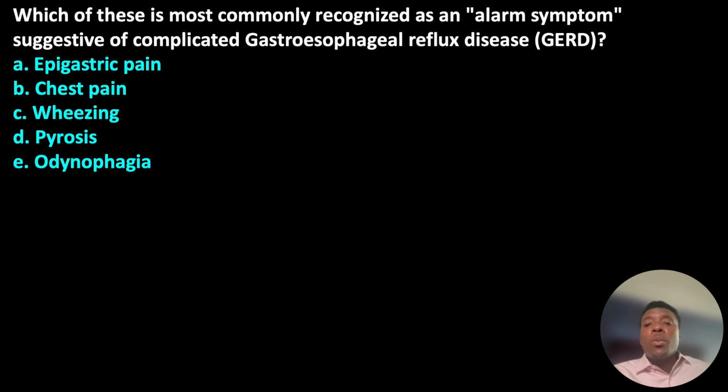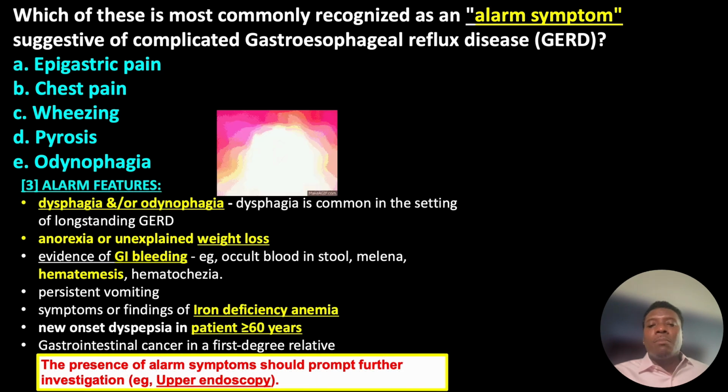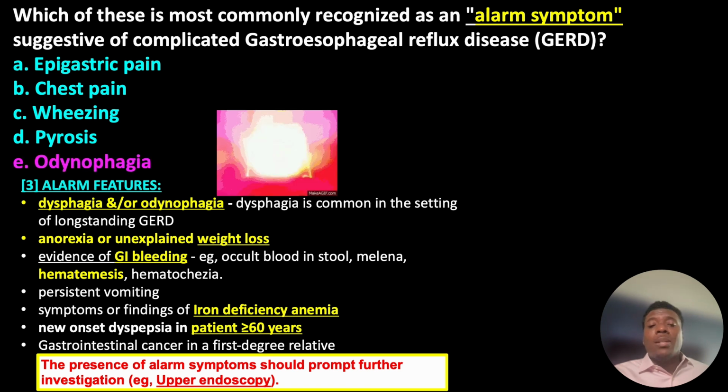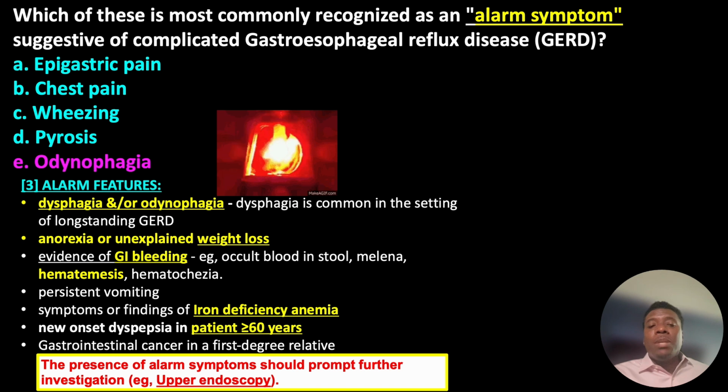When you think of GERD, think of three types of GERD. There's classic GERD, which is heartburn and/or regurgitation. There's atypical GERD, which can include chest pain and wheezing. And there is what we call the alarm symptoms. Again, dysphagia, odynophagia, weight loss, iron deficiency anemia, GI bleeding. Older patients, you want to get an upper endoscopy with biopsy to rule out the complications of GERD.